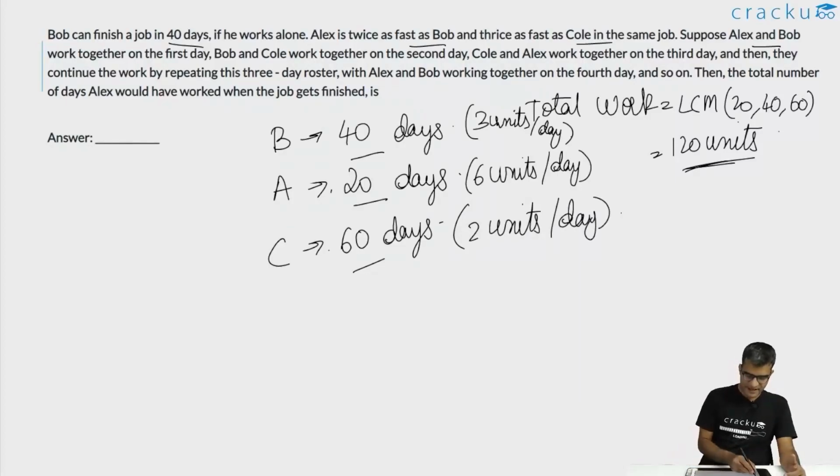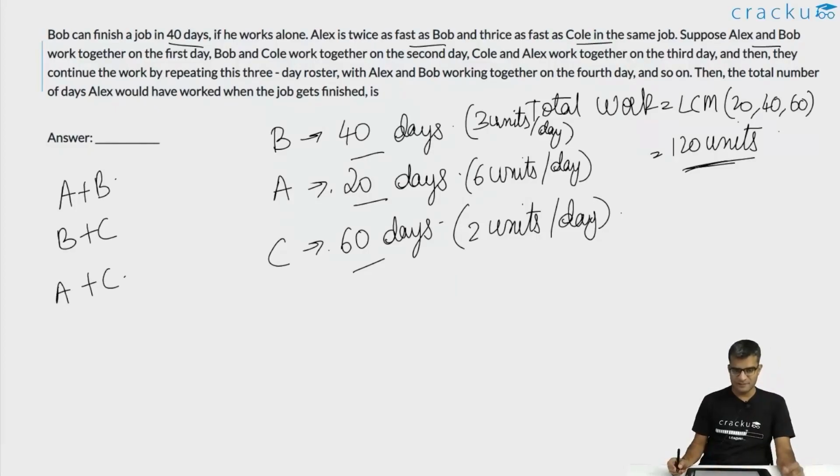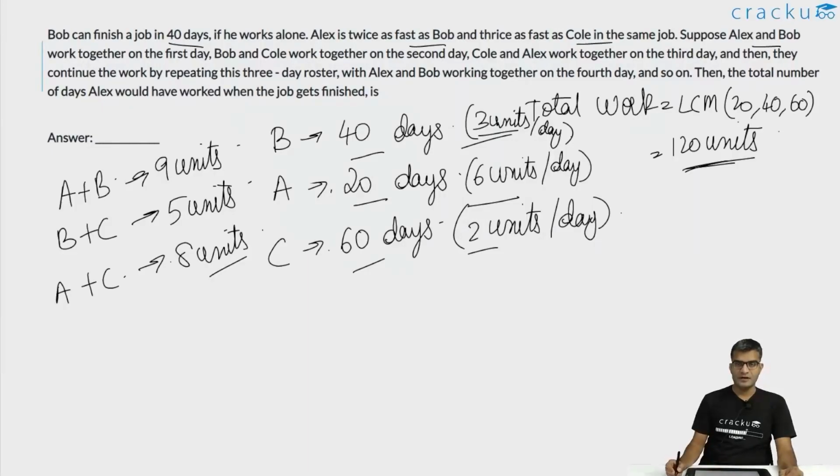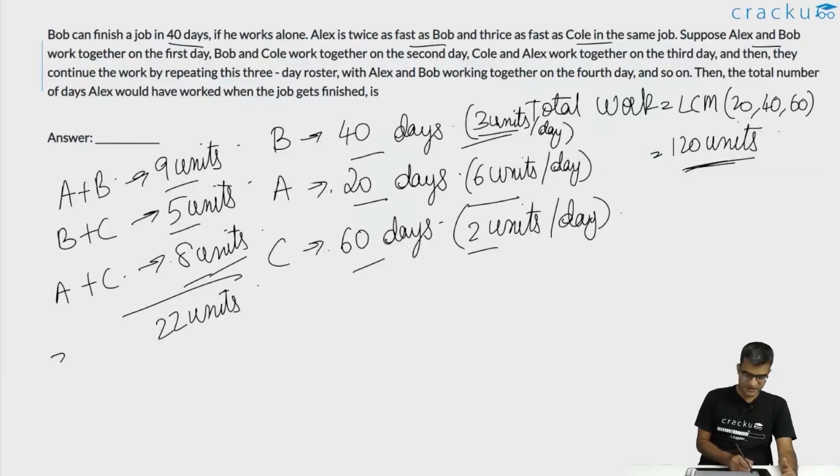On the first day, Alex and Bob work. On the second day, Bob and Cole will work. And on the third day, Alex and Cole will work. If Alex and Bob are working, the amount of work that they'll do in one day will be 3 plus 6, which is 9 units. On the second day, Bob and Cole will work, so they will complete 3 plus 2, which is 5 units. And on the third day, Alex and Cole will work, so they will finish 8 units. Now, if they work for 3 days, the total work that they'll do is 9 plus 5 plus 8, which is 22 units. This is the amount of work that they'll do in 3 days.